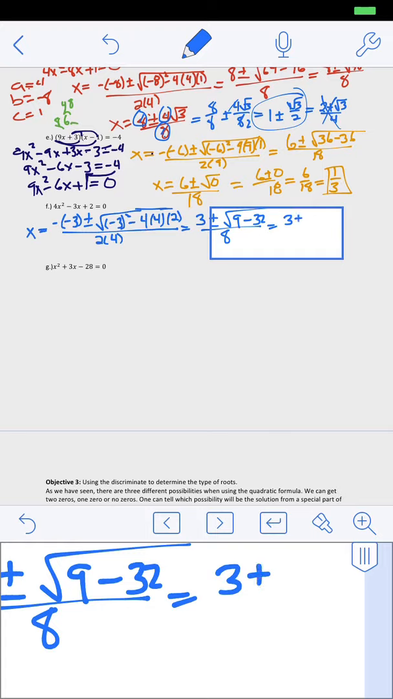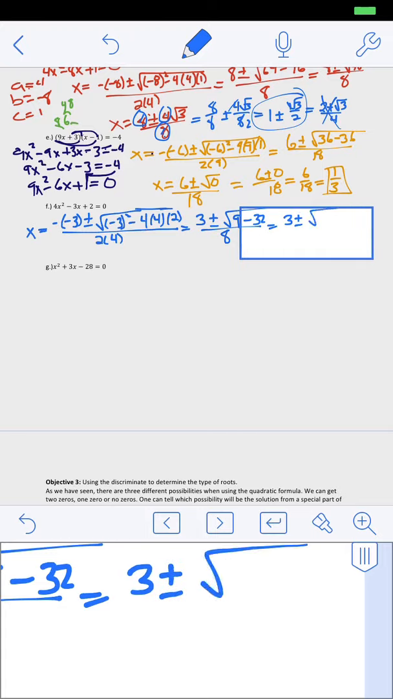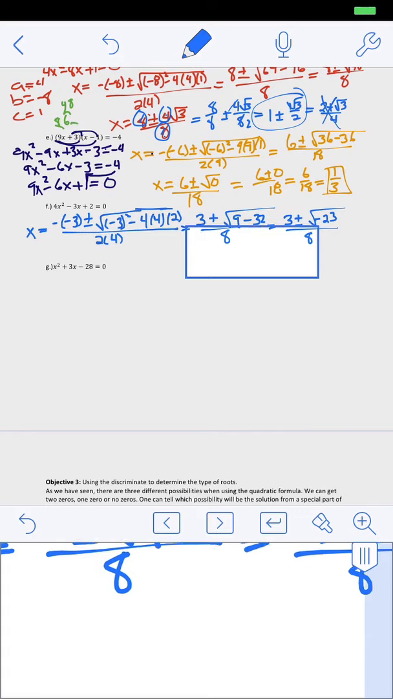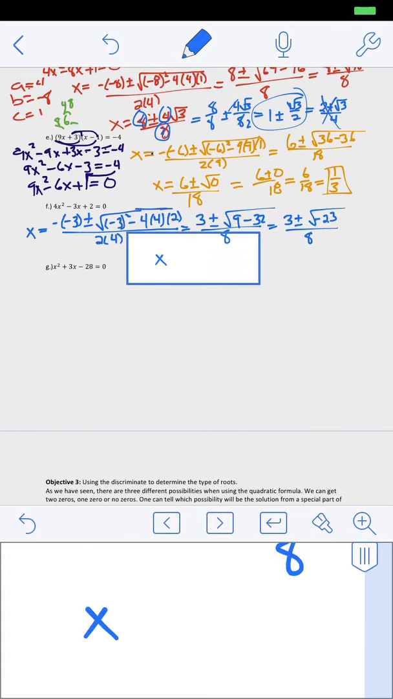Simplify a little bit, we get 3 plus or minus the square root. Let's see, 9 minus 32, interesting, -23 over 8, whoops. And now we can see a problem, right? We can see that we no longer have a real number. That happens too. That's okay. Because we know how to deal with complex numbers, right?